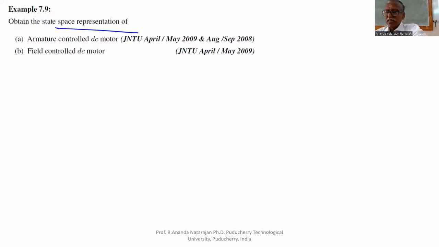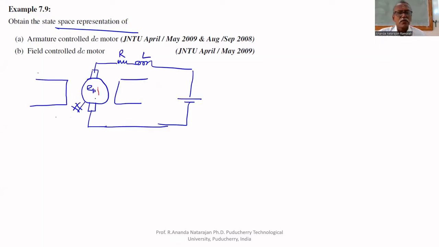Obtain the state space representation of armature controlled DC motor and field controlled DC motor. So this is the armature controlled DC motor. Here we can write the expression for back EMF: EB equal to KB d theta by dt, where theta is the displacement and theta dot is the velocity of this rotor.